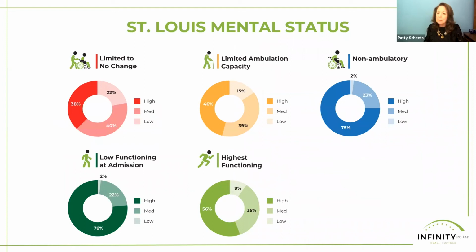So let's look at a bit more detail for each of these groups. I want to first orient you a bit to these slides. We'll move through them fairly quickly, but I just want to orient you to them. So across the top, we're starting with our lower functioning group, our limited to no change group, and moving across to the right and then down to our highest functioning group on the bottom right.